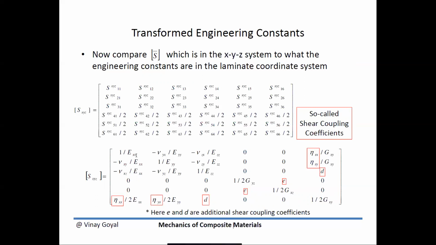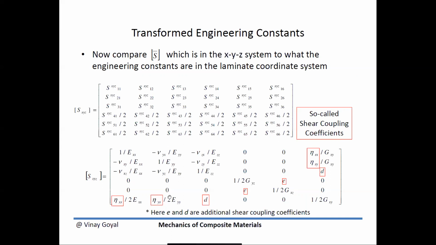EXX is the modulus in the X direction of the laminate coordinate system. And I will have known these values. I can compare this against that and find EXX very readily. Once I have that, I can look at the second term and find nu XY. I can then find a third one as nu XZ, and so forth. And then you can find all the different engineering constants that came about from rotating the ply angle to the laminate coordinate system.